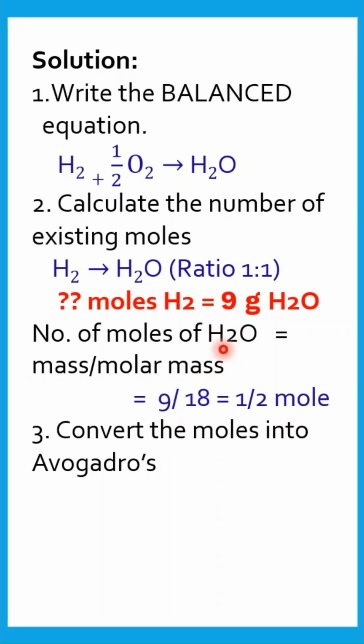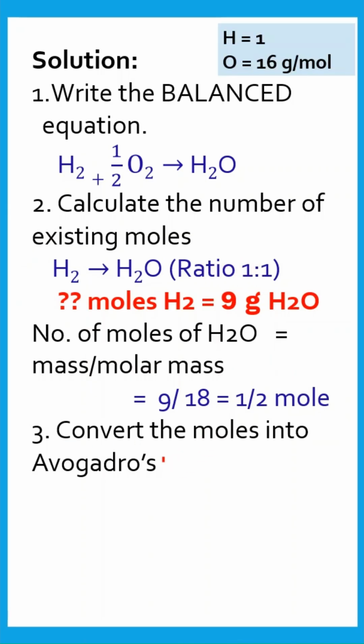By calculating the atomic masses, H2, atomic mass of hydrogen 1 times 2, and the oxygen 16, we'll get 18. We will get half mole. So we have half mole of water produced. This half mole requires half mole of hydrogen because the ratio is 1-to-1.